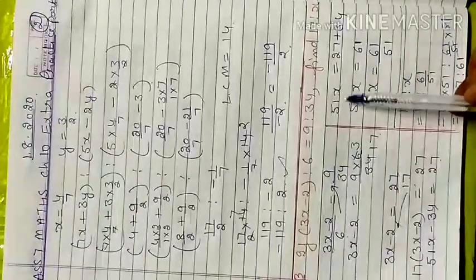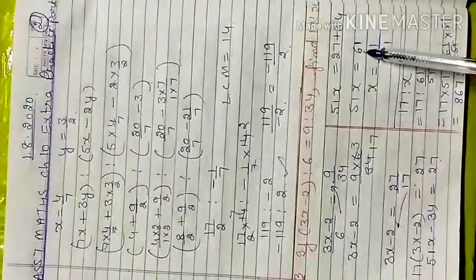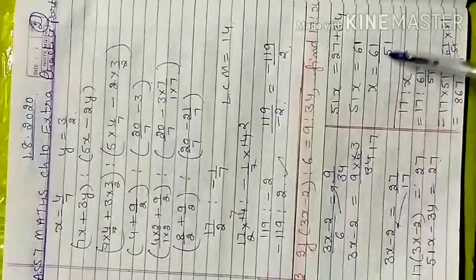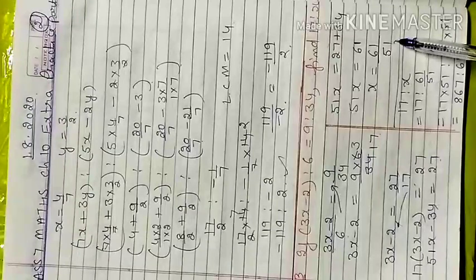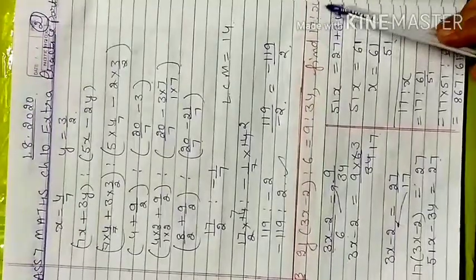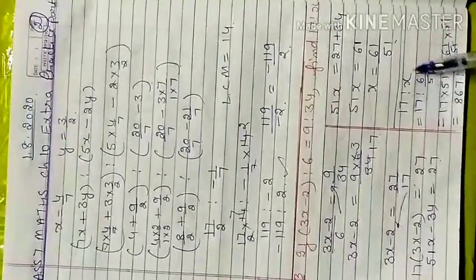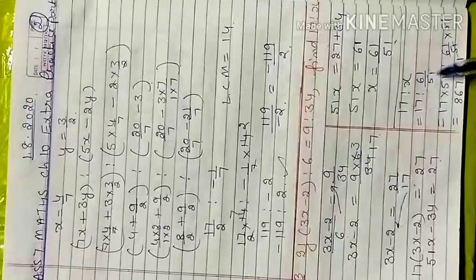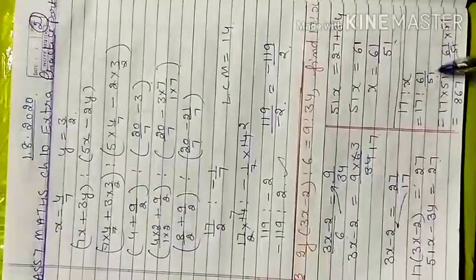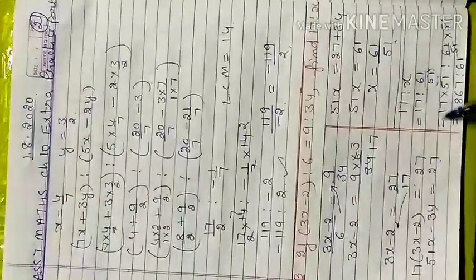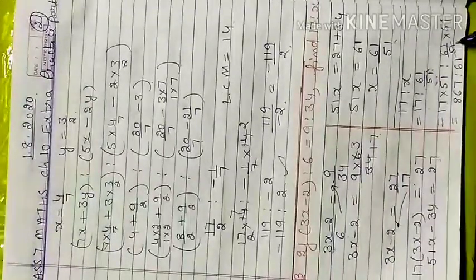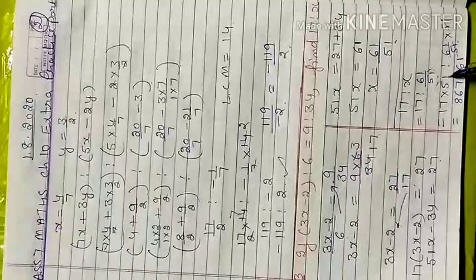Then here 51x is equal to 27 plus 34, which gives me 61, and the x value after cross multiplication is 61 by 51. So that is my x value, but I have to find the value of 17 ratio x. Now 17 ratio x is equal to 17 ratio 61 by 51. Then I want to remove this 51, so the LCM is 51, so I multiply both terms with 51. This 51 will be removed, so 17 into 51 gives me 867 ratio 61, which is my required answer.